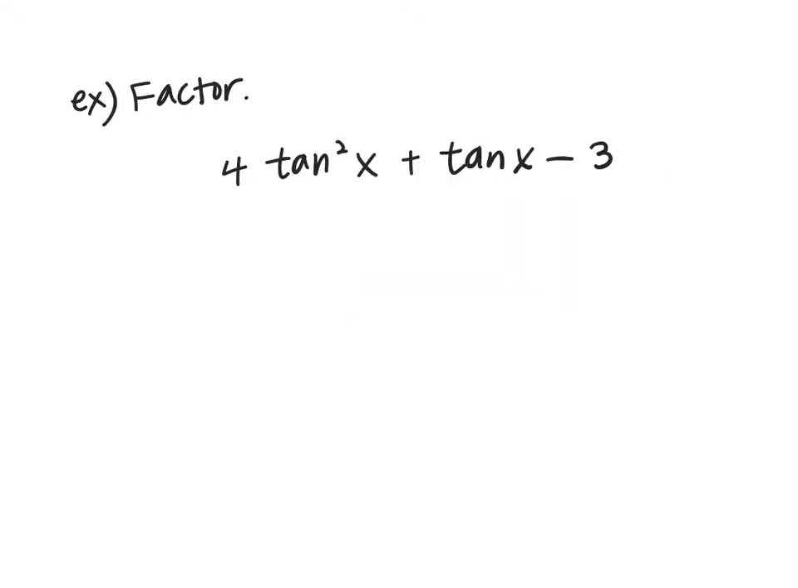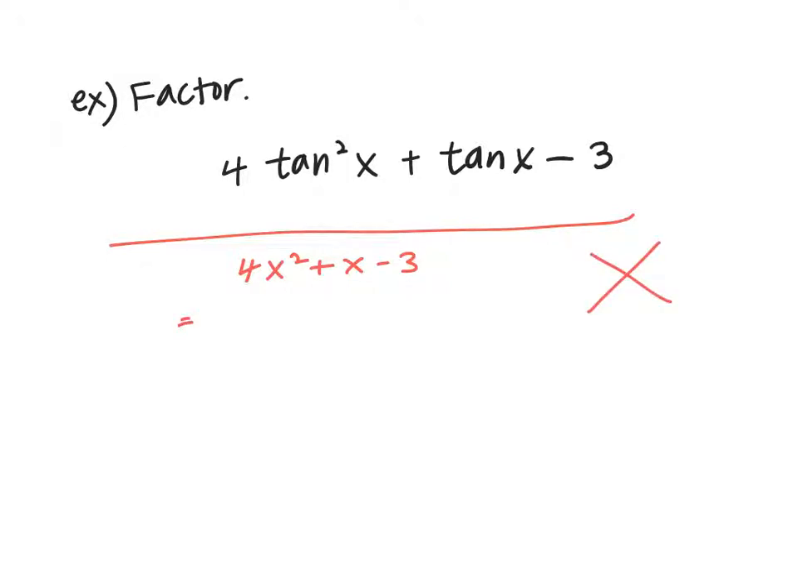Factor 4 tangent squared x plus tangent of x minus 3. So recall that if you had just 4x squared plus x minus 3, think about how you would factor this. If you're using this method here, you multiply the a and c value, getting negative 12, bring down the b value, two numbers that multiply to negative 12 but add to 1, that's going to be 4 and negative 3, divide by the a value, so you end up with x plus 1 times 4x minus 3 as your factorization. Again, you want to double check that this is true.